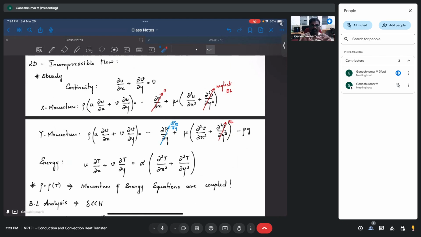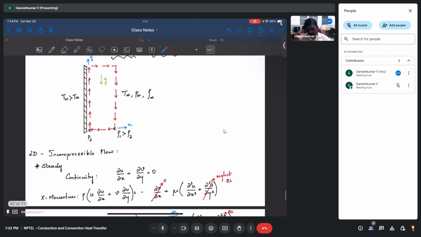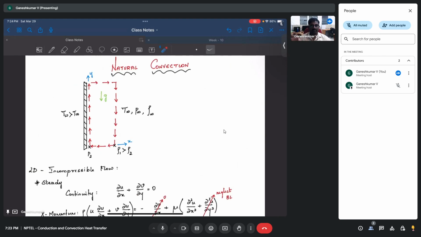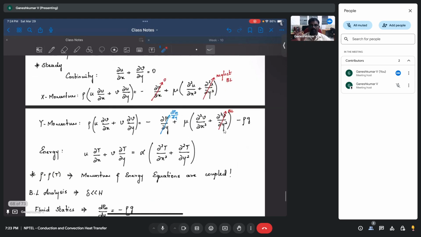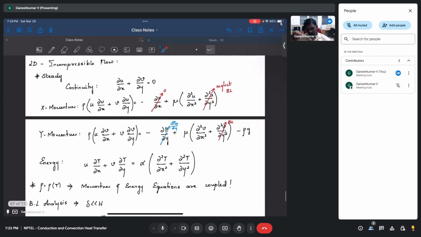Okay, but we want to analyze it using an analytical approach. We want to derive it on pen and paper. That is why we are taking the simplest problem here, a heated vertical flat plate, and in the boundary layer region, near the plate, we ask how my equations are going to simplify, and if they simplify, can I solve them and get some idea out of it? That is what we are doing here.